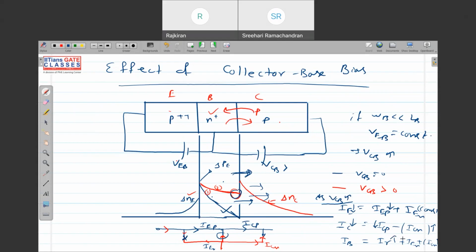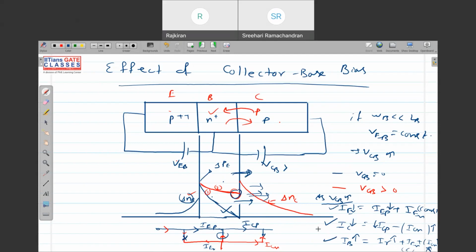And what will happen to my IEN? IEN is constant because this is constant. And ICN, the injection of electrons from base to emitter, will go on increasing. So what will happen to my IB? IB will go on increasing. You see, whenever the collector junction is forward biased, my emitter current is decreasing, collector current is decreasing, and IB is increasing.